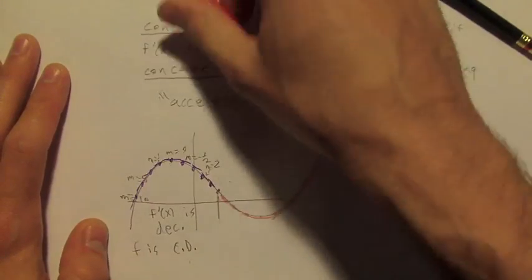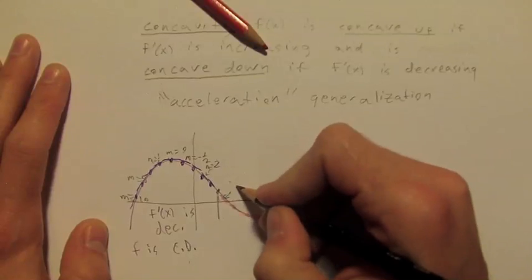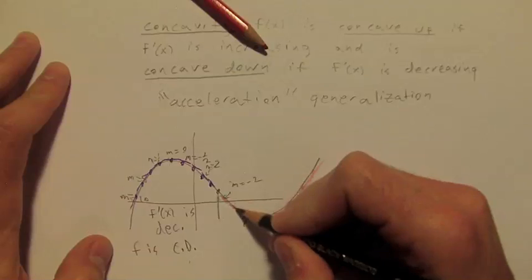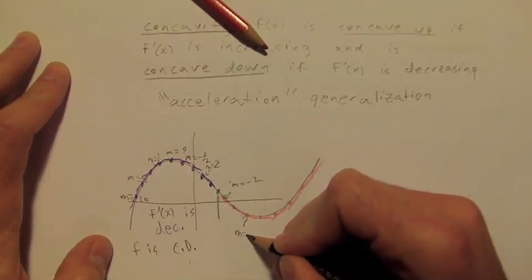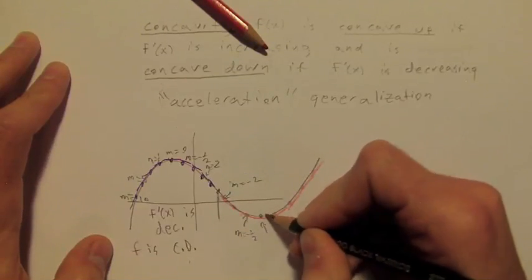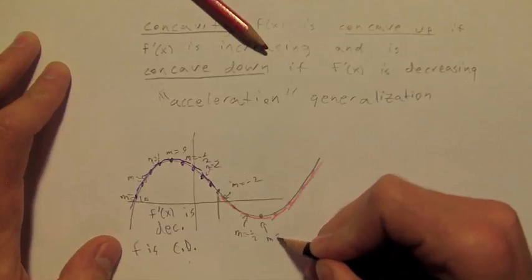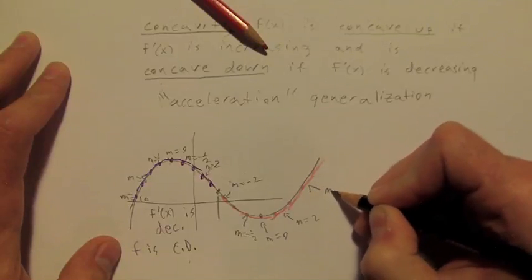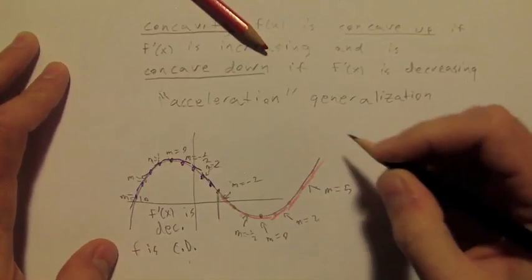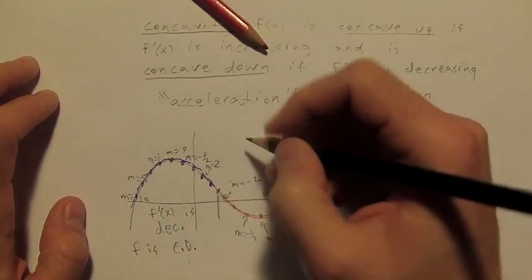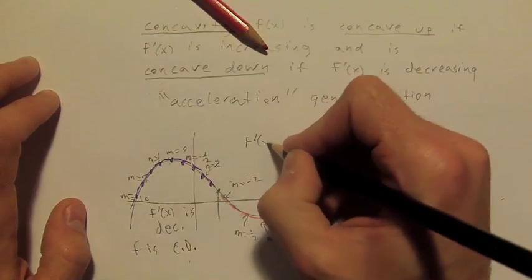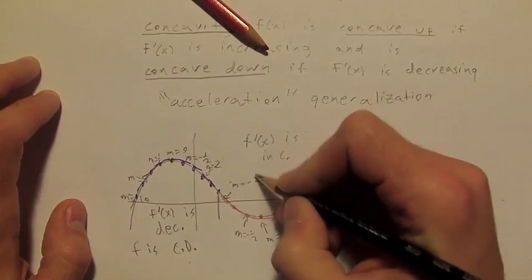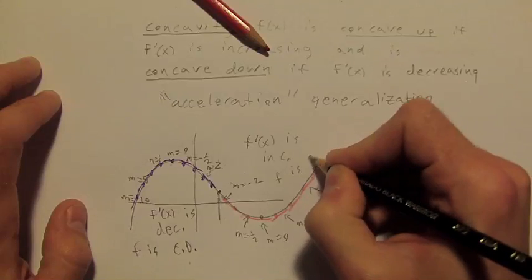Okay, so they start negative. So this might be, I don't know, -2. This might, and then they start getting shallower, so this might be -1/2 until right here, which is the local min, and it becomes 0. This looks like m equals 2 up to m equals 5, let's say. So what are the slopes doing here? They are increasing. So f prime is increasing, meaning that f is concave up.